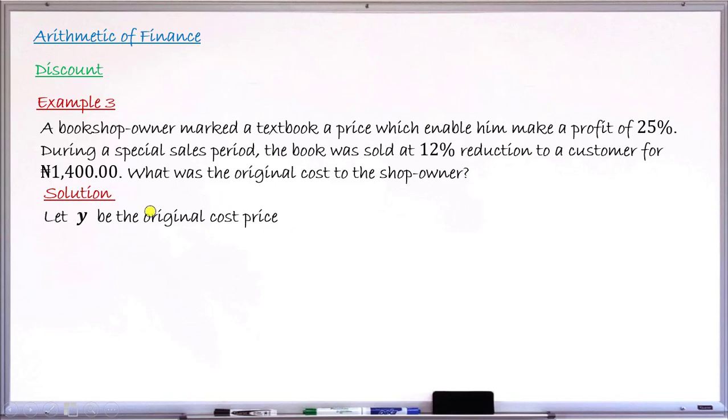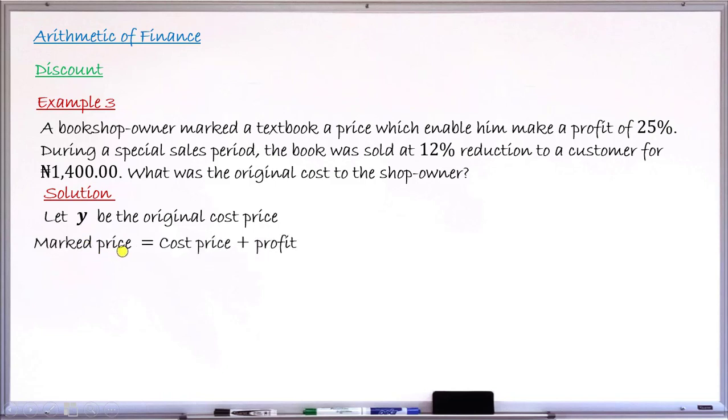So in that case, I can now find the market price of the book, because that market price, the discount of 20% is always on the market price. So I have to get the market price. In that market price, there is 25% profit. Let me just go ahead and find the market price in terms of y.